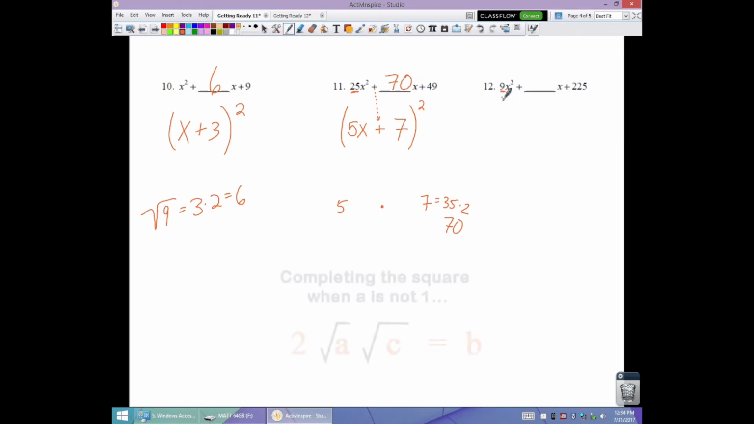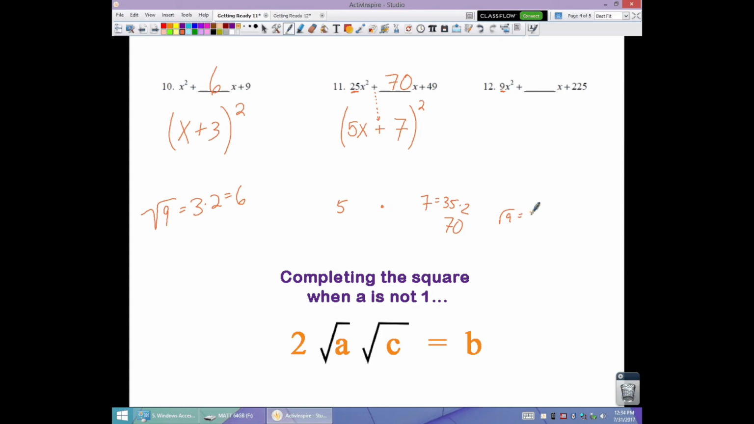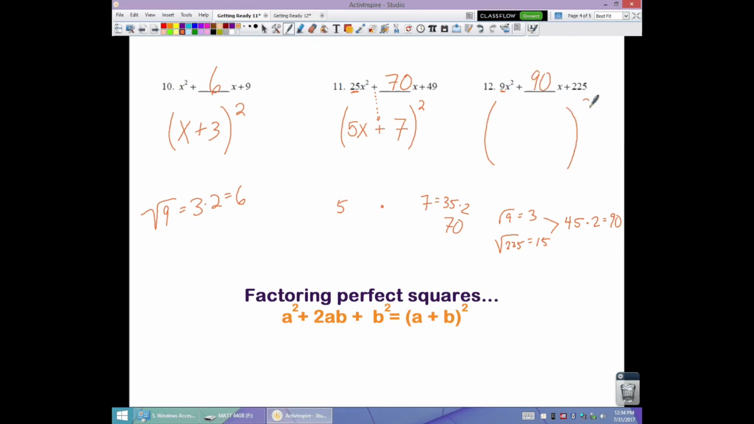Okay. So over here again, square root of 9 is 3. Square root of 225 is 15. 3 times 15 is 45. And double that gives us 90 for the middle coefficient. So in factored form, square root of 9x squared is 3x. The square root of 225 is 15. And then because this middle sign is positive, we need a plus in there.